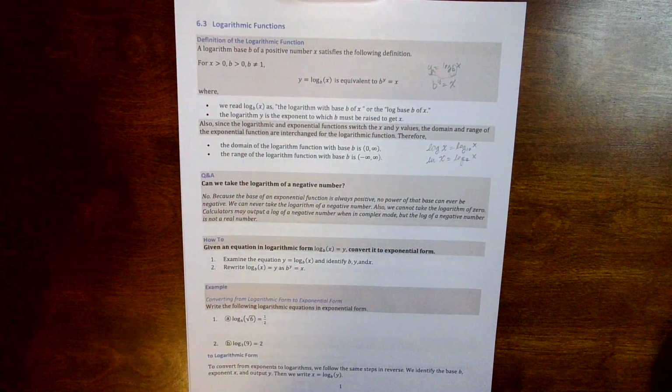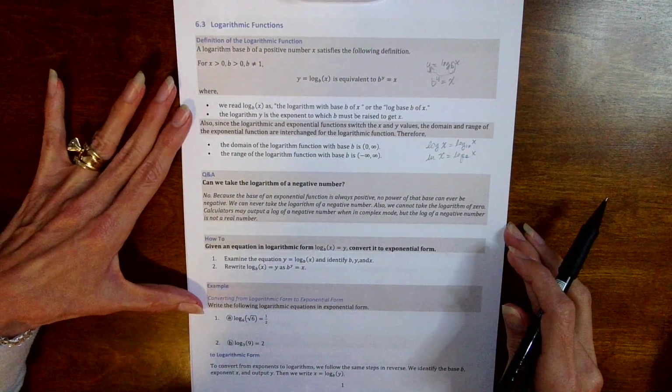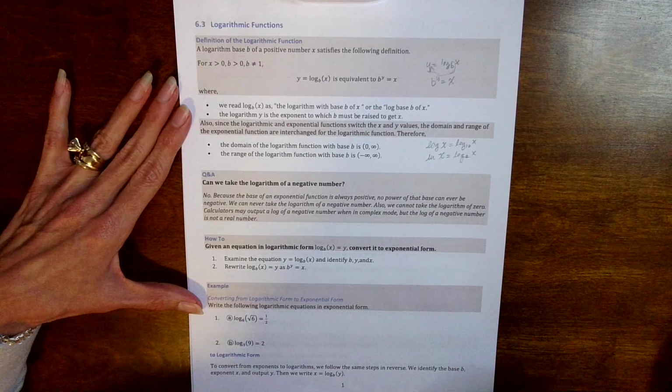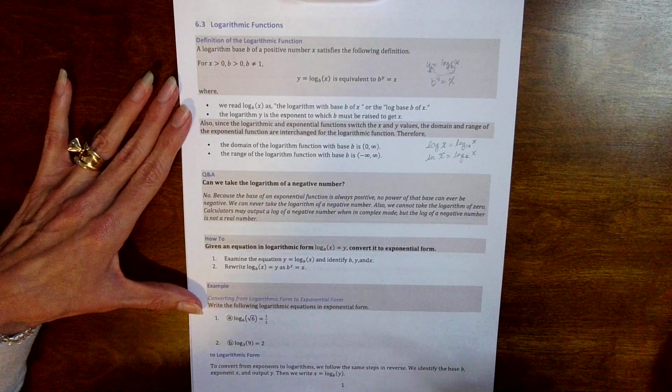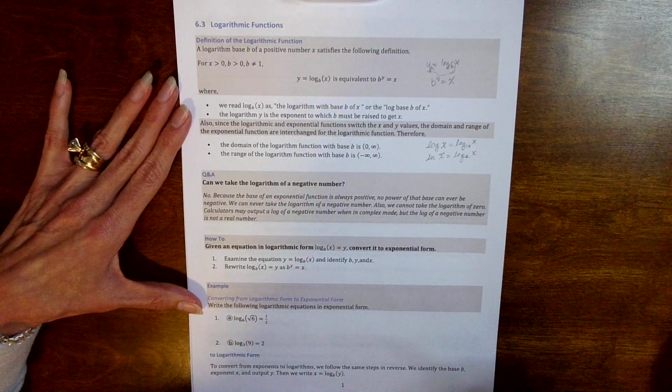Okay. Can we take the log of a negative number? No, because the base of an exponential function is always positive. No power of that base can ever be negative. We can never take the log of a negative number. Also, we cannot take the log of 0. Calculators might output a log of a negative number when it's in complex mode, but the log of a negative number is not a real number.